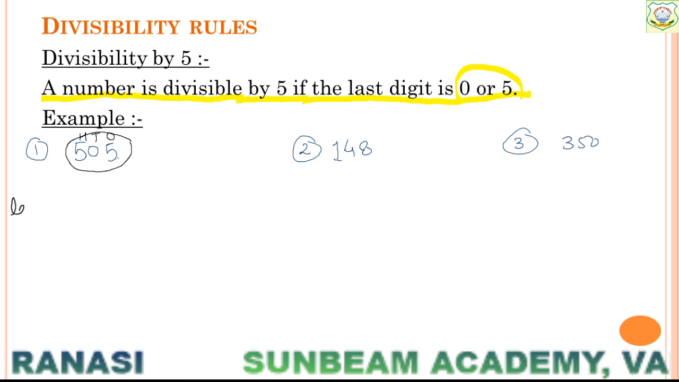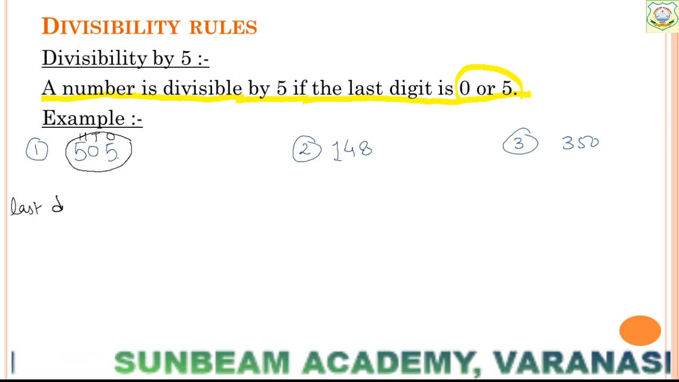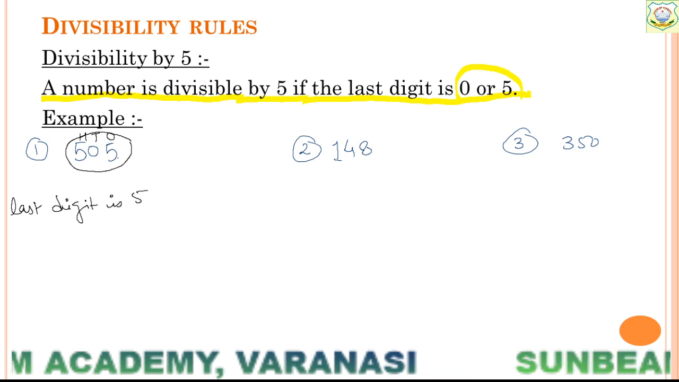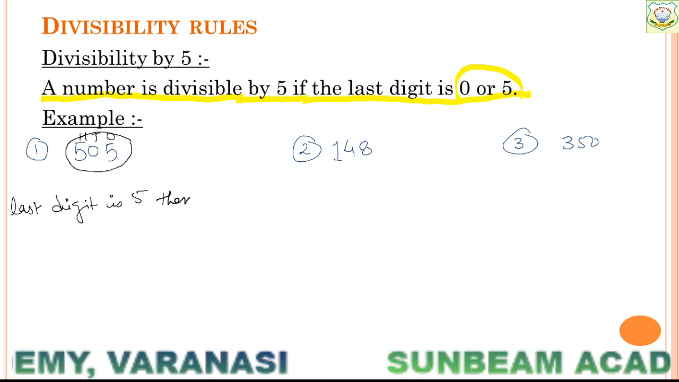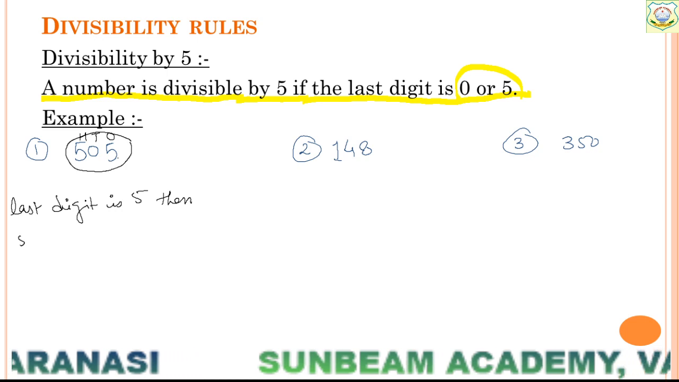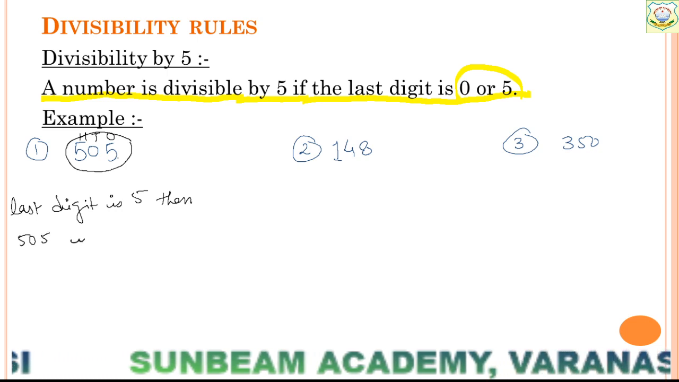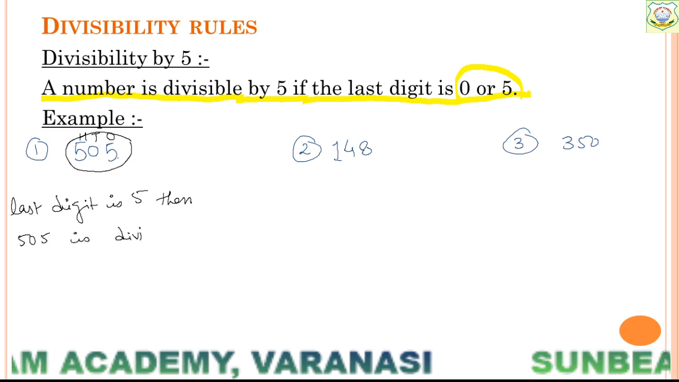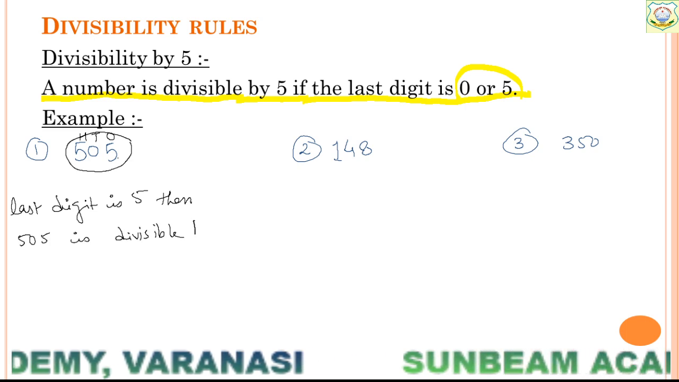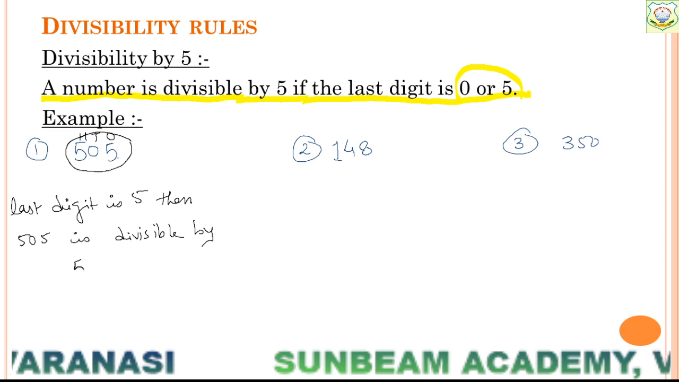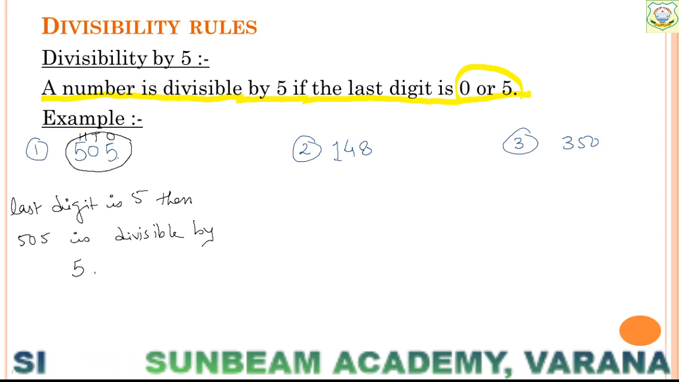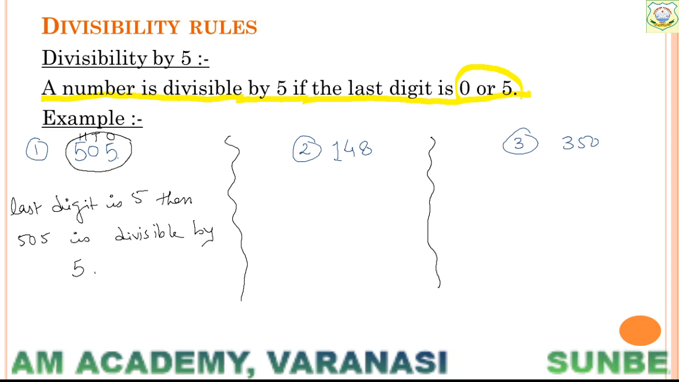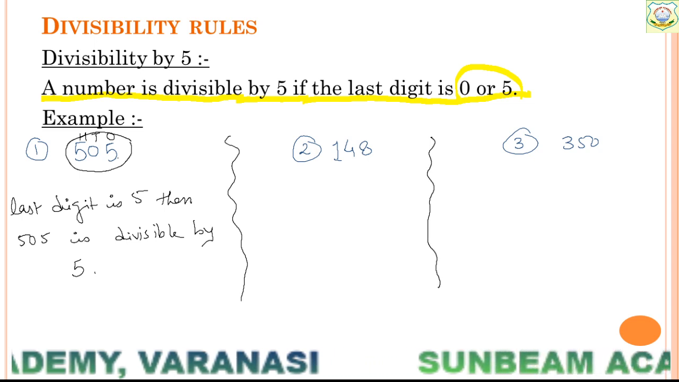So how to write? Last digit is 5, then 505 is divisible by which number? 5. We have to do only this. We have to just see the ones place and we can find out the answer.